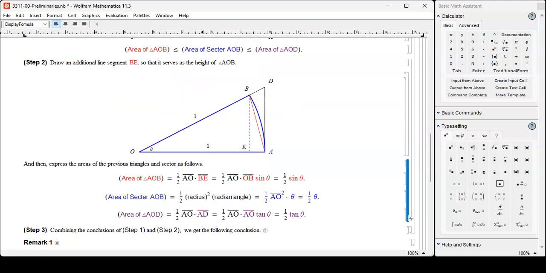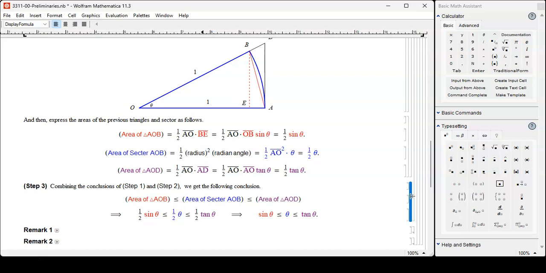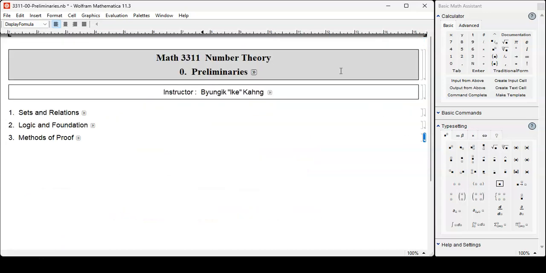If you do all this, eventually you're going to get a relation between sine, theta, and tangent. The radius is 1, so distance from O to A is 1, so you don't really have to specify. In the end, what you get is this. You see, things can get pretty complicated. You can use pictures, you can use all kinds of things.